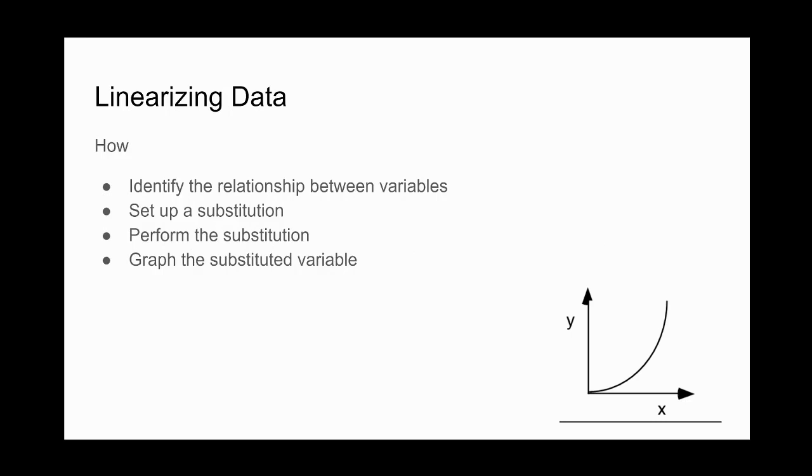So what we have to do when we do this is first we're going to have to identify the relationship between our variables. So we have to say, how are these variables related to each other? Then we're going to have to set up some sort of substitution. We're going to perform that substitution. Then we're going to graph the substituted variables. So this sounds really tricky, but really it is just a substitution, which you guys have done in math class. So I'm going to show you an example.